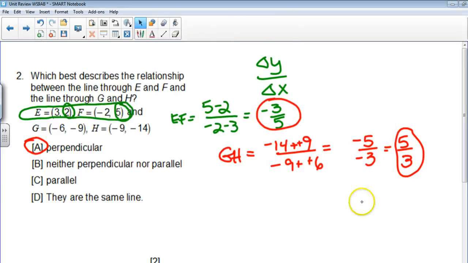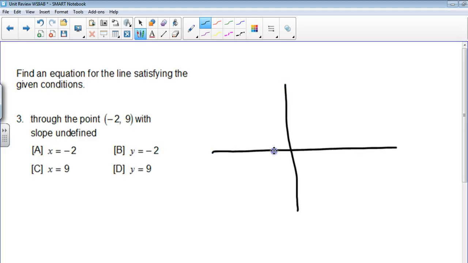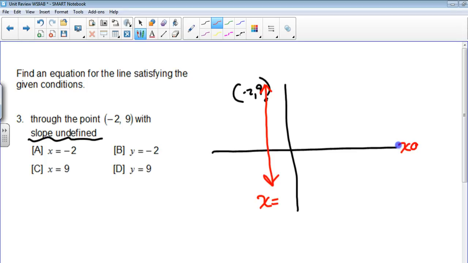Undefined slope. Any ideas? Okay, if we were at -2, 9 over here, what does undefined slope mean? Courtney, do you remember? Yes, it's a vertical line. Doesn't anybody remember what kind of equation it has then? It has x equals, because remember it crosses the x-axis at, where's it going to cross the x-axis? -2. So it is choice A.